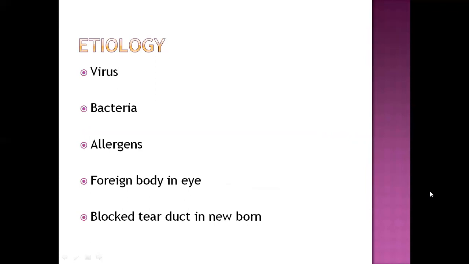Etiology can be virus, bacteria, allergens, foreign body, or blocked tear duct in newborn. Virus, bacteria, and allergens are already explained. If there is any foreign particle in the eye, that can also cause a toxic reaction, which can lead to conjunctivitis. Next is blocked tear duct. Newborns sometimes might have a blocked tear duct. Due to increase in pressure inside the eye because of that block, conjunctivitis can occur in newborns. It can be treated with the help of antibiotics.